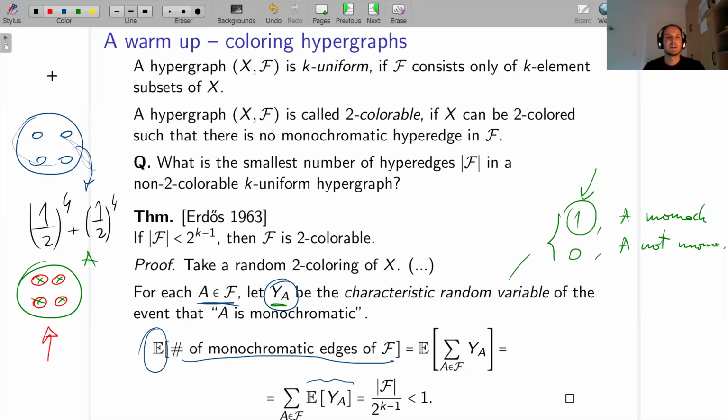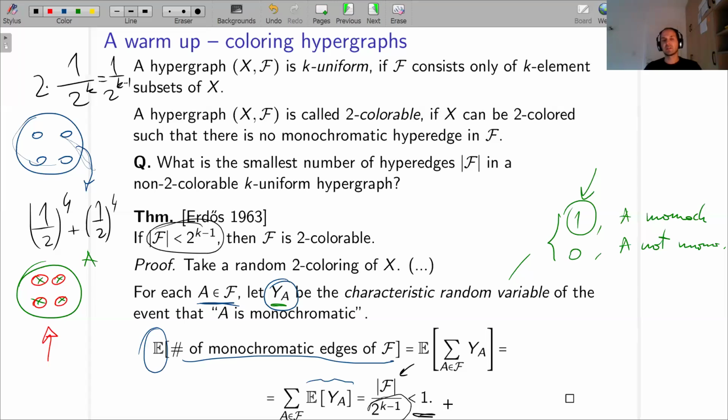So altogether, this is 1/2 to the k times 2, which is 1/2 to the k minus 1, which we have here. And how many of those do we have? Well, as many as the family cardinality is. And because the cardinality by assumption of the family is less than 2 to the k minus 1, this is altogether less than 1. So the expected number of monochromatic edges of F is less than 1. That means there exists a coloring.